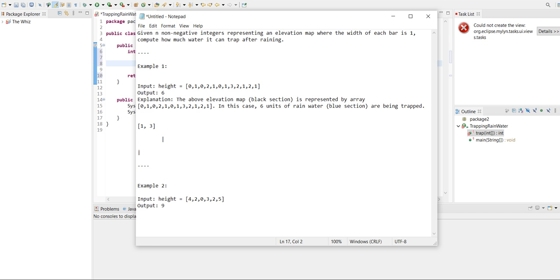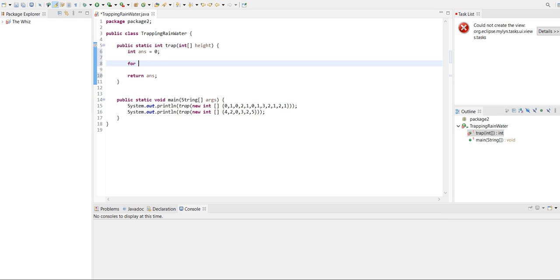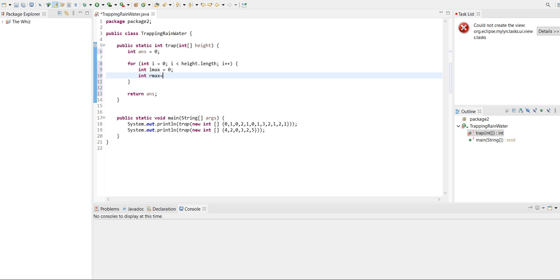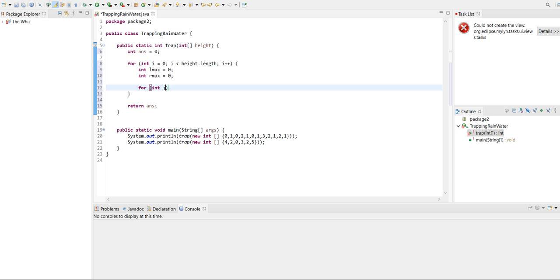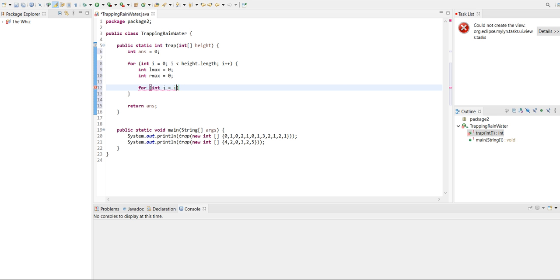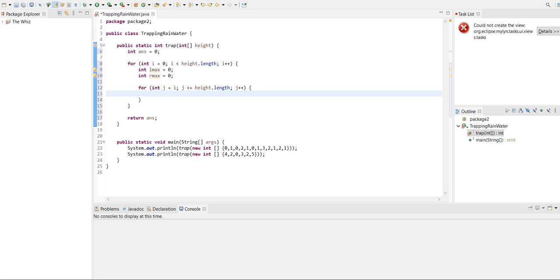So what we're going to do is say for int i equals 0, i is less than height.length, i plus plus. We're going to set int leftMax and int rightMax. And then we're just going to iterate with j. For int j equals i, j is less than height.length, j plus plus. So this is for rightMax.